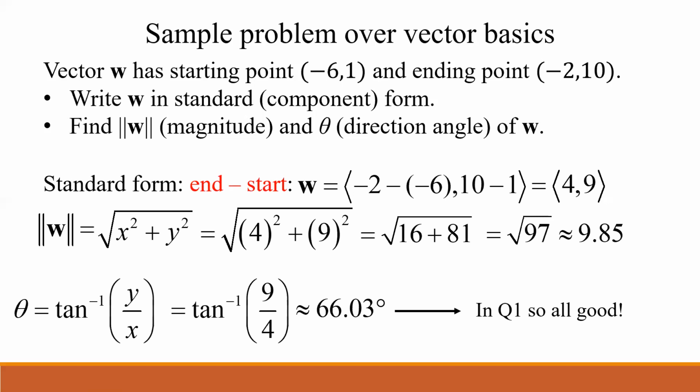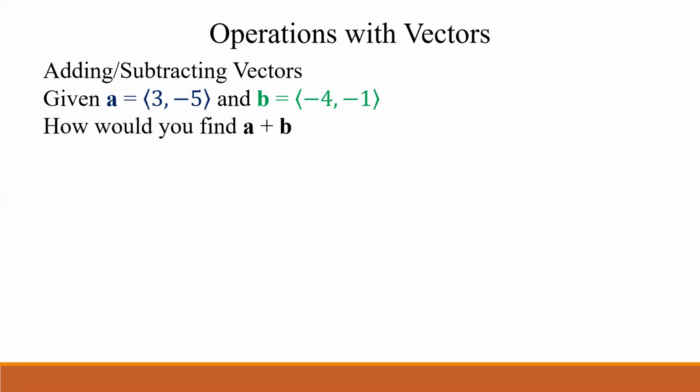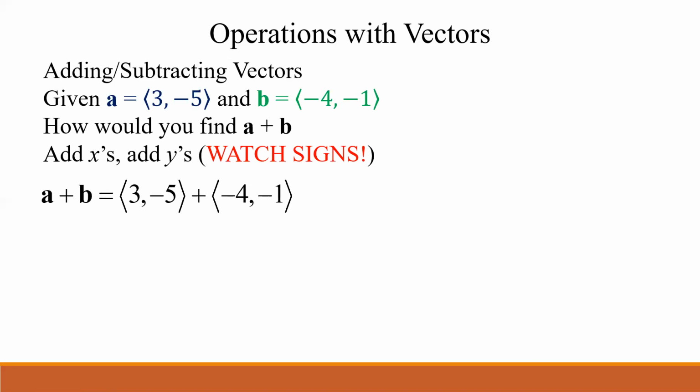Okay, so the last thing we're going to do is some operations. Because they're pretty straightforward and it's very kind of common sense as we get into these. So let's talk about adding and subtracting vectors. So what if we have these two vectors a and b? If I want to add those together, what do you think? I mean, what does common sense tell you we're going to do here? Well, you probably said we're just going to add the x's and add the y's, and you would be correct. As always, watch the signs.